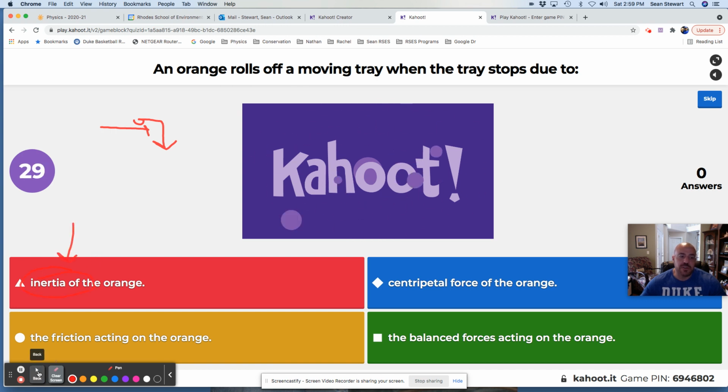Objects want to keep doing what they're doing. In this case, the orange was moving, and it wants to keep moving. This is just like when you're driving in a car. Somebody slams on the brakes, your body wants to keep moving, and you jerk forward, and it's not very comfortable.